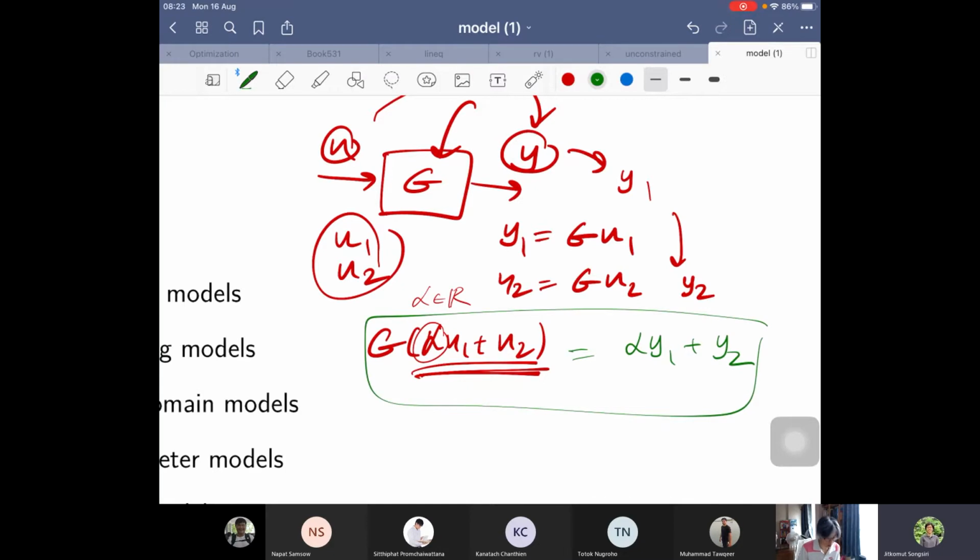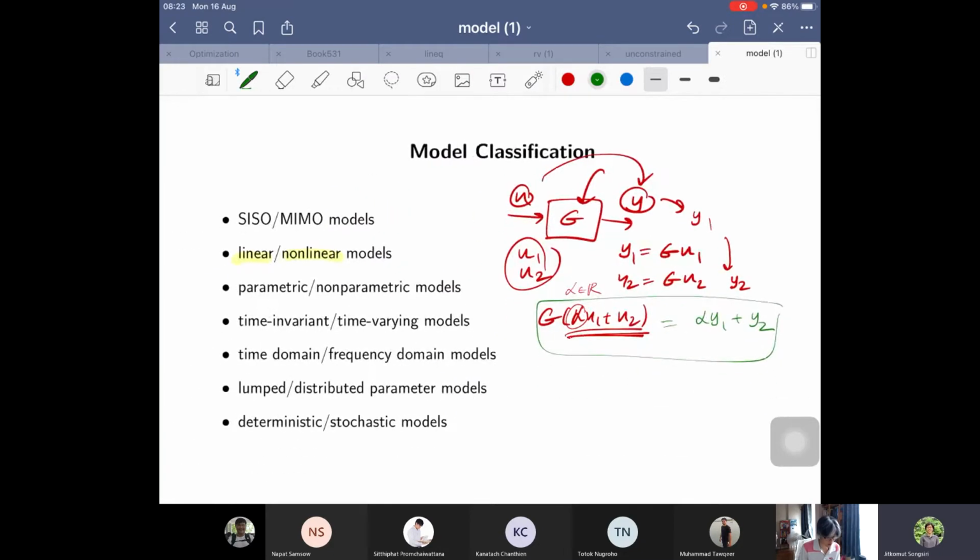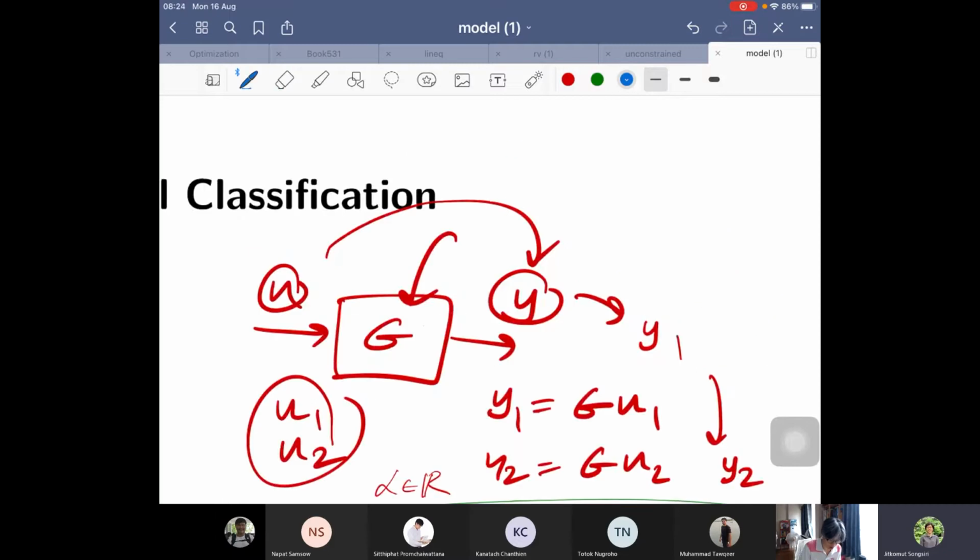If that holds, your system is linear. Otherwise, it is called nonlinear. For the nonlinear case, for example, y dot plus y equals u square plus u, for example.